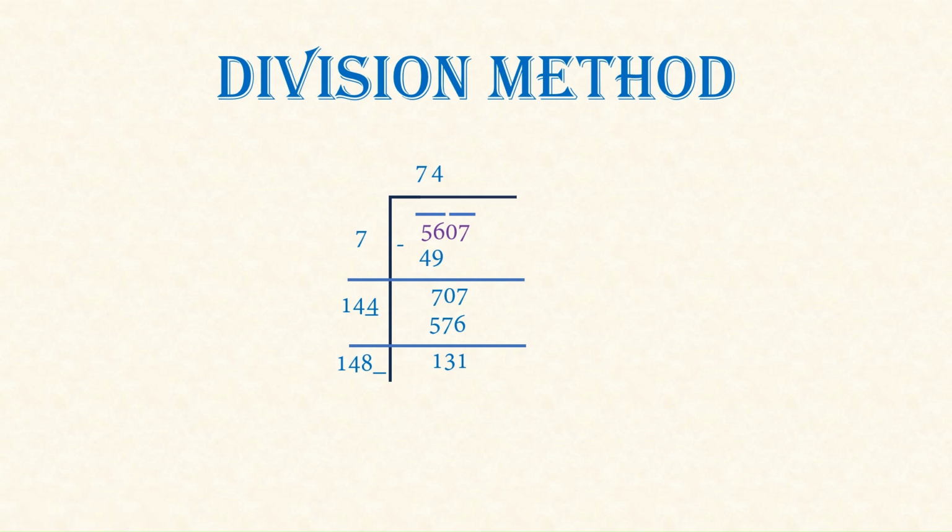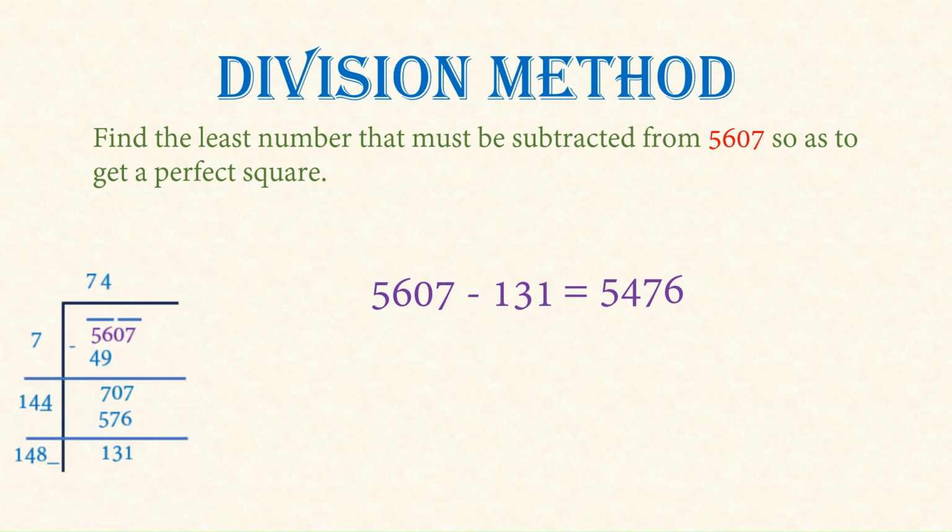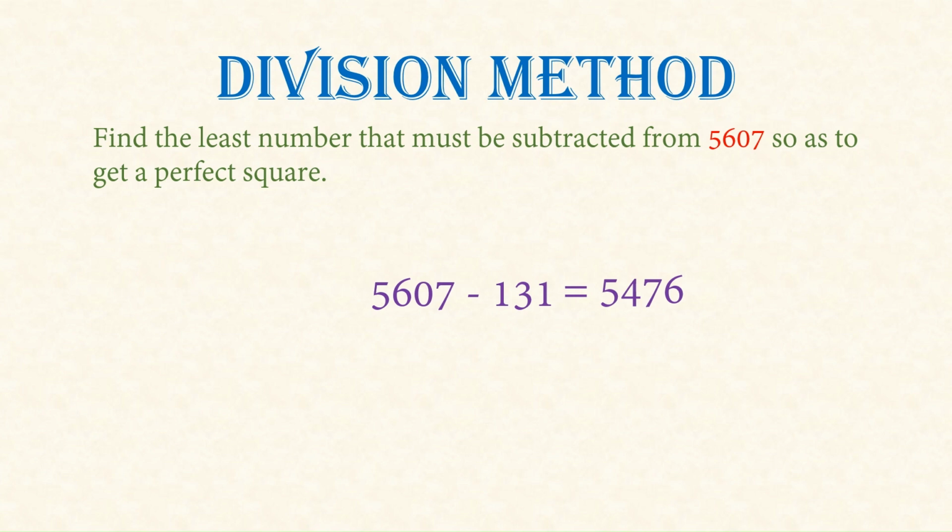This division method is useful in answering questions like: find the least number that must be subtracted from 5607 so as to get a perfect square. Now in the previous one, once we are done with the division process, 131 is the remainder we have got. So from the original number, if we subtract this value, that gives a value which would be a perfect square. So on subtracting 131, we'll get 5476. This 5476 will have a square root 74, which is nothing but the quotient we have seen in the previous step.